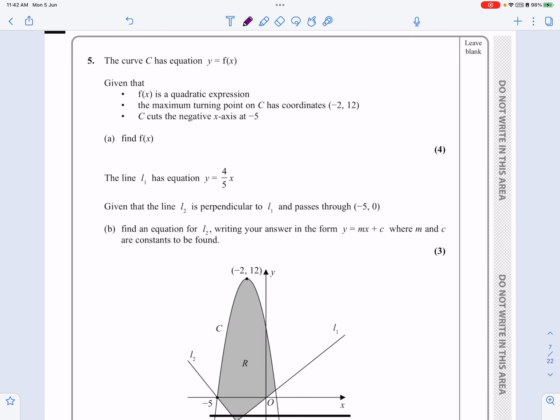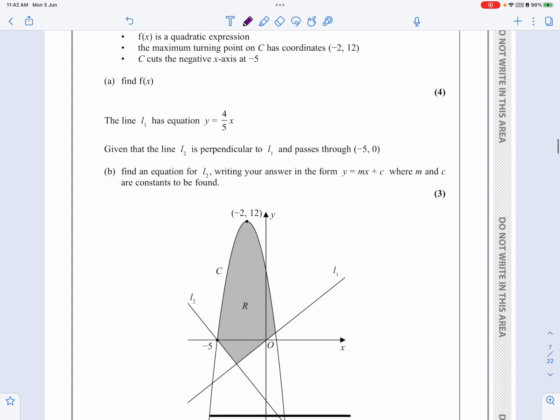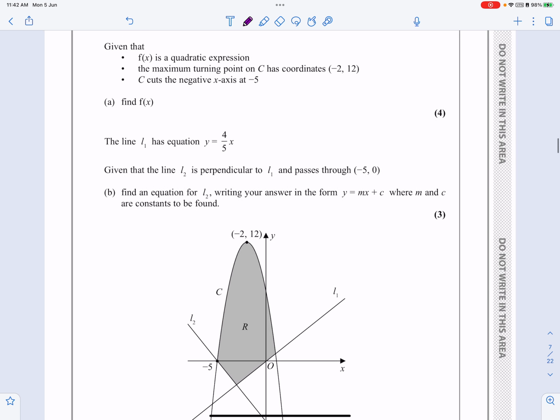So it says the curve C is a quadratic. It looks like a negative quadratic to me. It's got a maximum turning point at (-2, 12), and it cuts the negative x-axis at minus 5. Can we find what that quadratic is going to be?